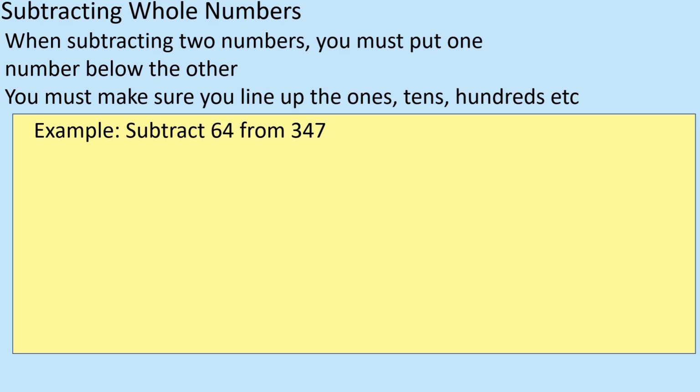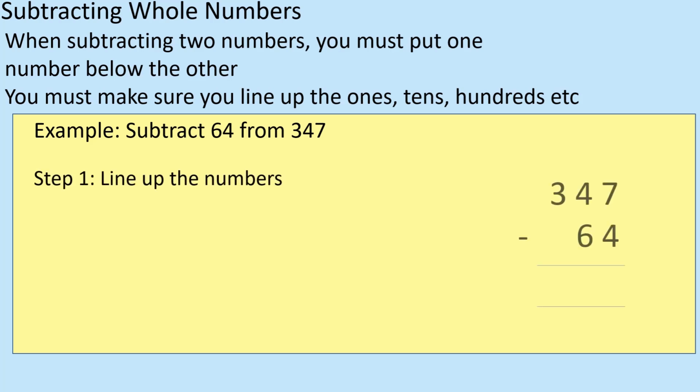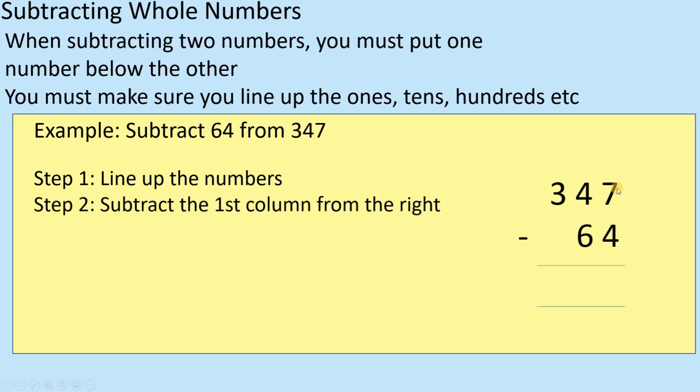So I'm going to subtract 64 from 347. The number we're taking away from goes on the top, and the number we're taking away goes underneath. It's useful to put a little subtract sign to be aware that that's what you're doing. Then you take the number at the bottom away from the number at the top. To start, go to the right-hand side, the ones column, and do 7 take away 4, which leaves you 3.